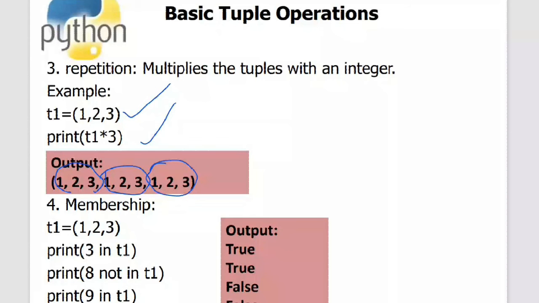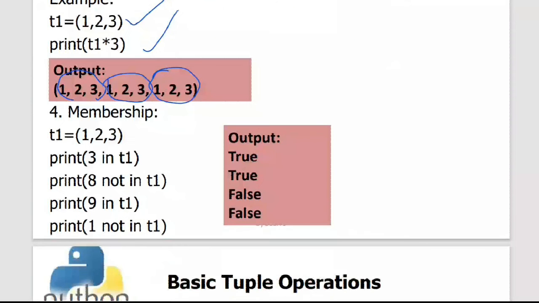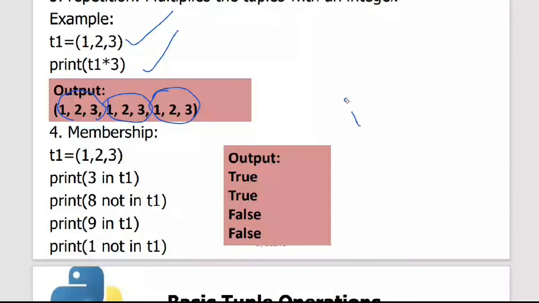And the next operation that you can perform on tuple is membership operation. So we know now what is membership, which is in and not in. These check for the membership, whether the element is present in the tuple or list or a string or whatever. So you can apply this on all these data types.